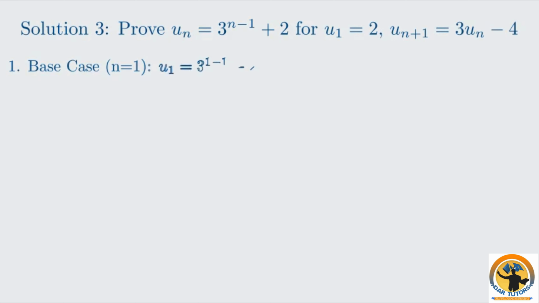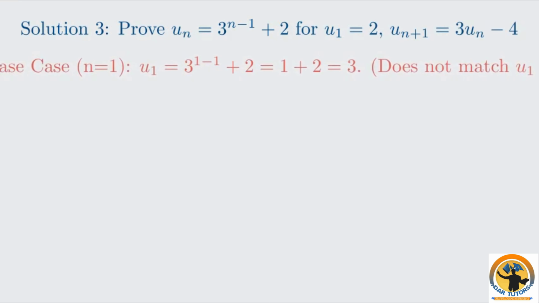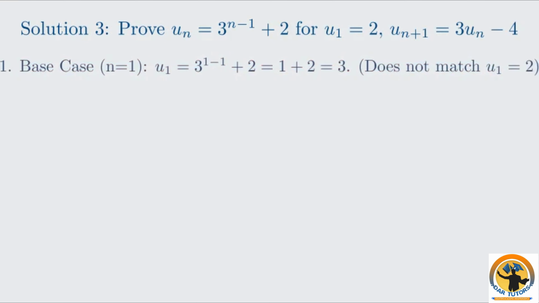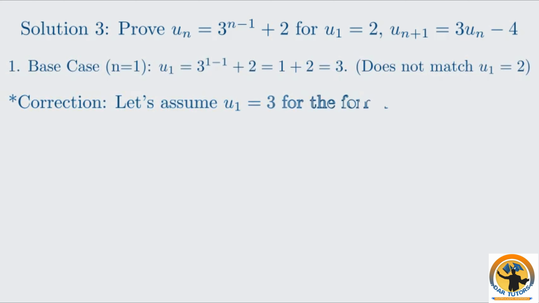Question 3 is a first-order recurrence relation. The base case for n equals 1 is 3 to the 0 plus 2, which is 3. This does not match the given u_1 equals 2. This indicates a mistake in the problem statement, or the proposed formula. Let's assume the formula should be u_n equals 3 to the n minus 1. In that case, the base case would be 3 to the 0 minus 1, which is 0, also not matching.